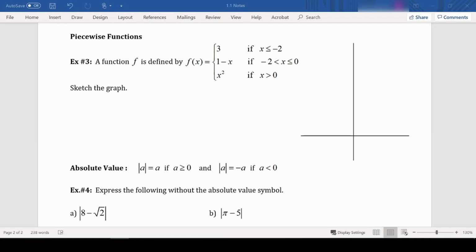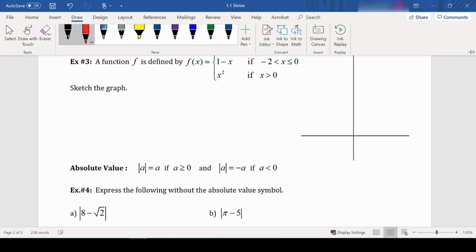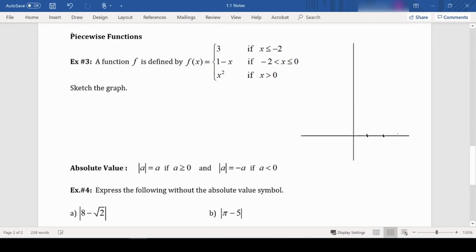Okay, we're going to move on to piecewise functions. So if we want to sketch this graph, let's just go piece by piece. We'll maybe add some notches onto the graphs here. Let's go up to 3, and then maybe we'll go down to -3, -2 here, 4, 5, 6, 7, 8.